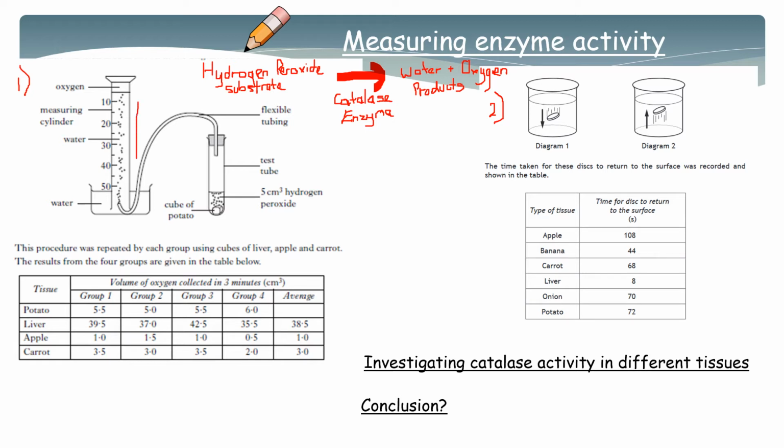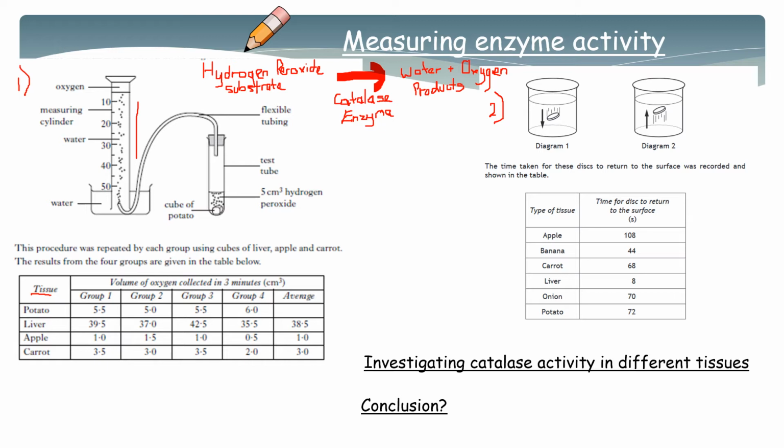So they've got a measuring cylinder with its delivery tube. So you've got your hydrogen peroxide and your cube of potato, which contains catalase, or your cube of whatever tissue it would be exchanged for. And then they're measuring the volume of oxygen gas collected in 3 minutes. And they're doing it 4 times and then taking an average.